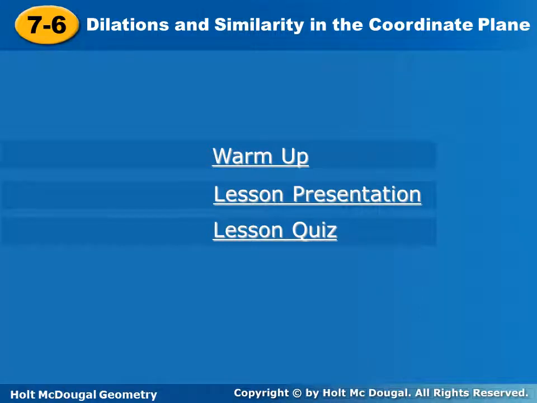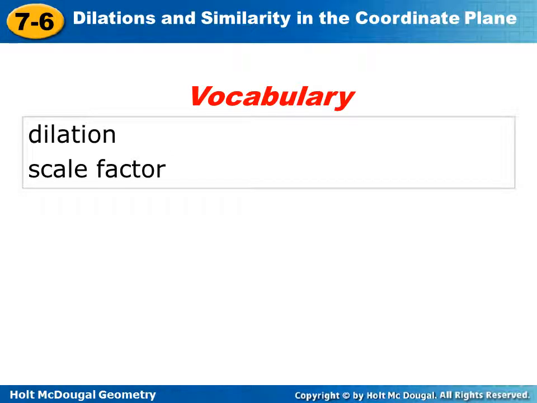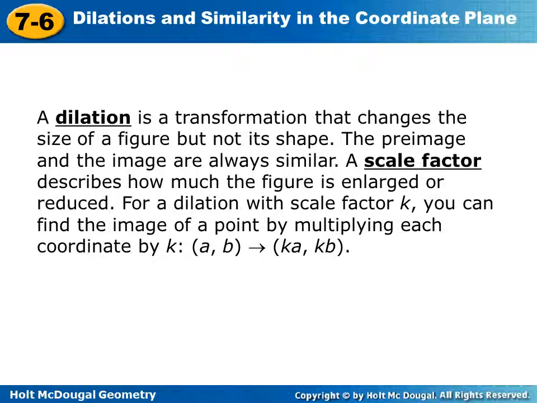This lesson is on dilations and similarity in the coordinate plane. Our vocabulary for today is dilation and scale factor. A dilation is a transformation that changes the size of a figure but not its shape. The preimage and the image are always similar. A scale factor describes how much the figure is enlarged or reduced.